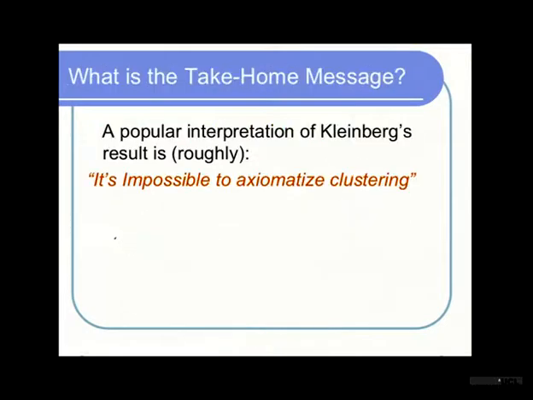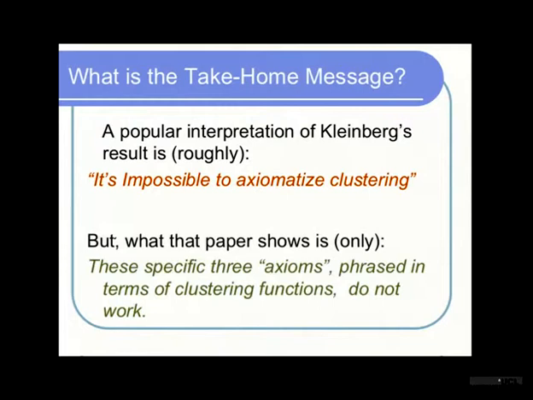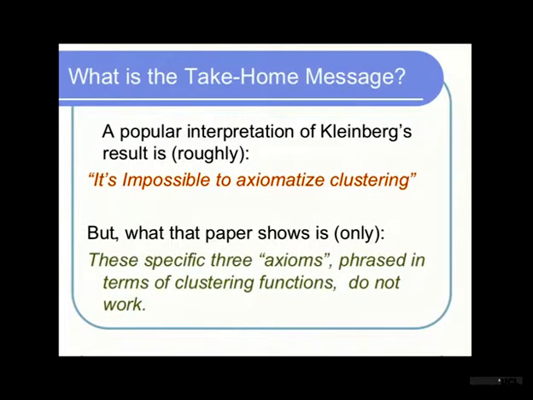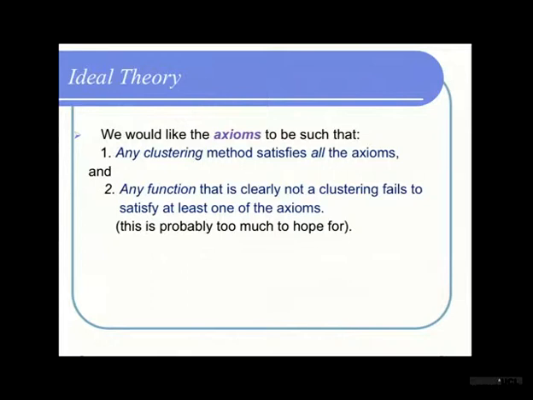So what is the meaning of this result? I think that a popular interpretation of this result is that it is impossible to axiomatize clustering, but of course this is not what we showed. What we actually showed was just that these particular three axioms, phrased in terms of clustering functions, do not work. But it shouldn't be the end of attempts to axiomatize clustering. So ideally, we would like to have a theory with axioms such that any clustering method satisfies all the axioms, and any function which is clearly not a clustering fails to satisfy one of the axioms.